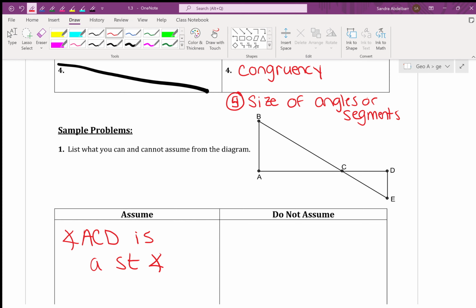All right, thumbs up or thumbs down? Angle A is a right angle. Excellent, thumbs down. Angle A is not a right angle. We cannot, or it could be, we just can't assume it.